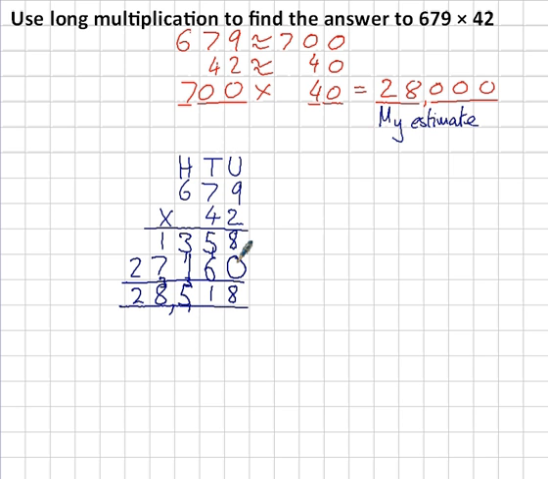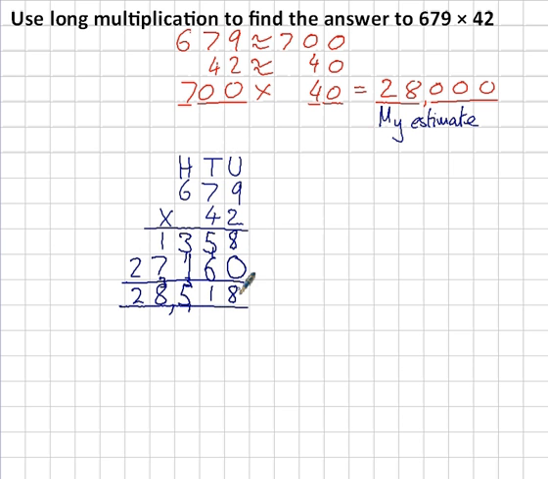We start a second line when we're multiplying by a 2-digit number with a 0. 9 times 4 is 36. 7 times 4 is 28, but if I add the 3 that I'm carrying, I get 31. And then 6 times 4 is 24, plus the 3 that I've been carrying is 27. So I'm happy that I've got these two numbers correct, and now I need to add them.